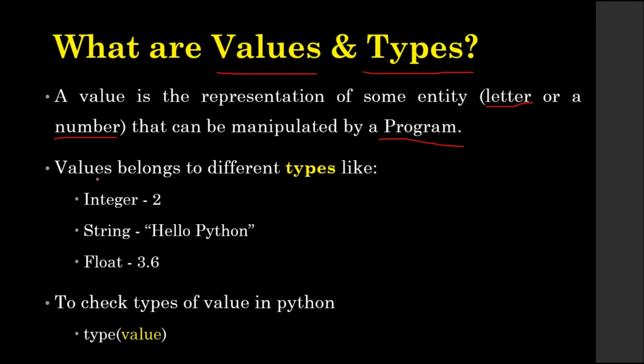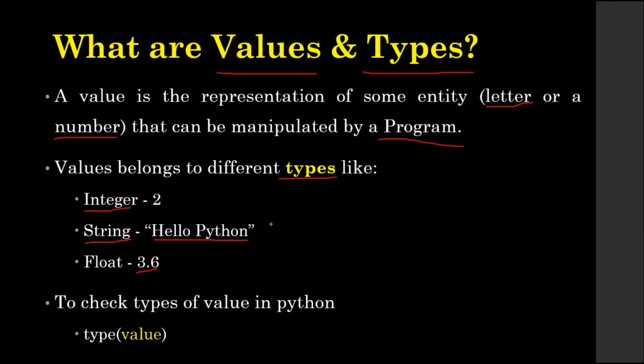So values belong to different types. It can be an integer, just like this 2. It can be a string, just like "hello Python" here, in double quotes, and it can be a float value like 3.6 over here. There are so many other types also, we will discuss them in the next video. But if you want to check what type of value is assigned to the variable, then you can use this command, that is type, and just write down the value.